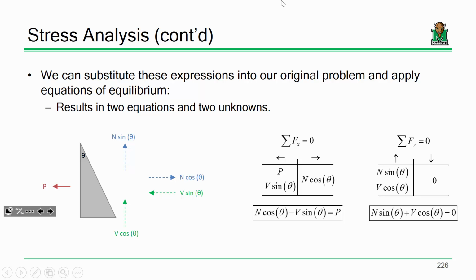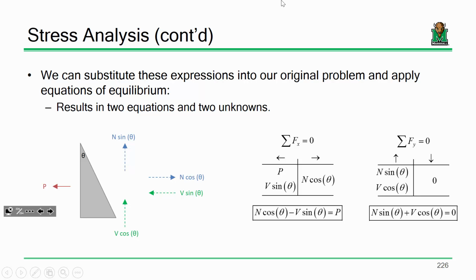Alright, so let's look at the x direction. What do I have? I've got P going to the left. I've got N cosine theta that's going to the right. And I've got V sine theta that's going to the left. Sound good? So I propose that, rearranging this a little bit, I've got N times the cosine of theta, subtracting that over, V times the sine of theta.